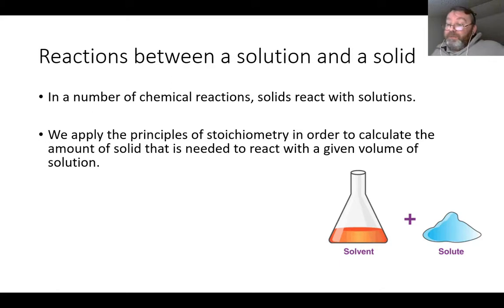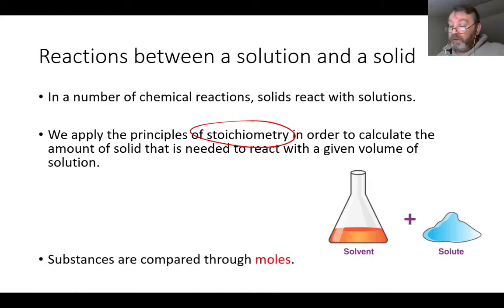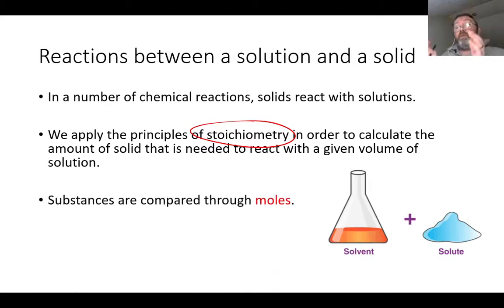So we apply the principles of stoichiometry in order to calculate the amount of solid that is needed to react with a given volume of solution. And of course, it's the other way around. We could also apply the principles of stoichiometry to calculate the volume of a solution that's needed to react with a certain amount of solid. But one of them will be given in terms of a quantity. Substances then, once we figure out where to begin, they will be compared through moles.